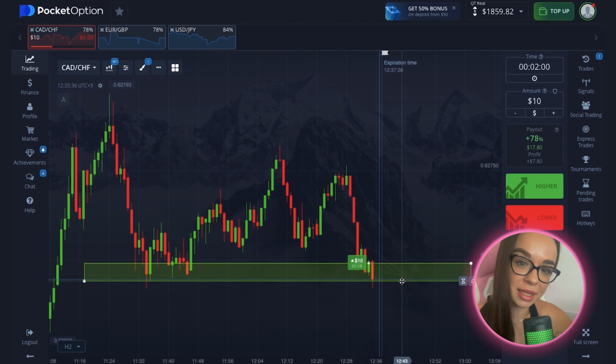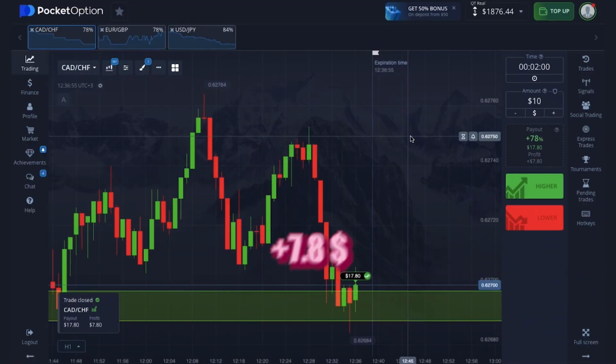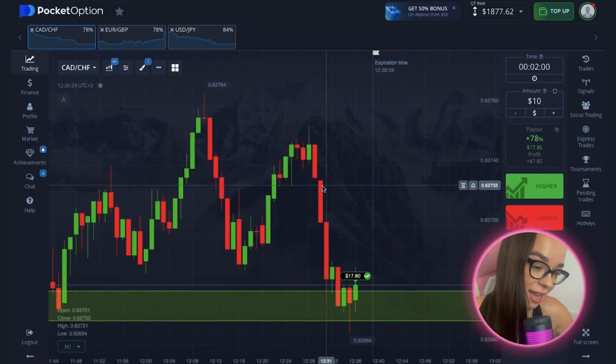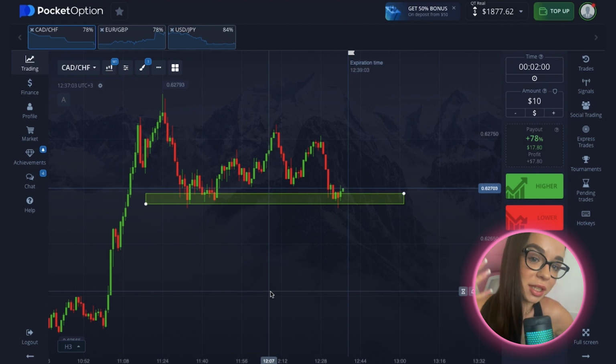But also the thing is, I changed my expiration time to 2 minutes. So waiting. So this second deal on this same trading pair is profitable, so this is great.